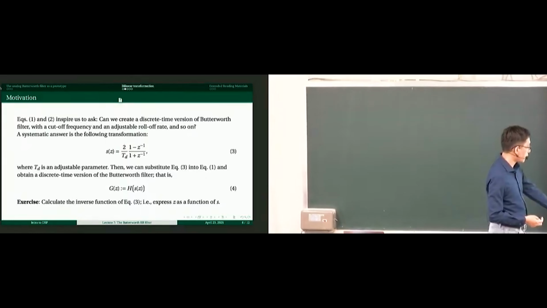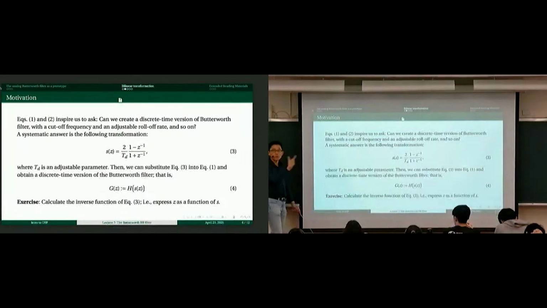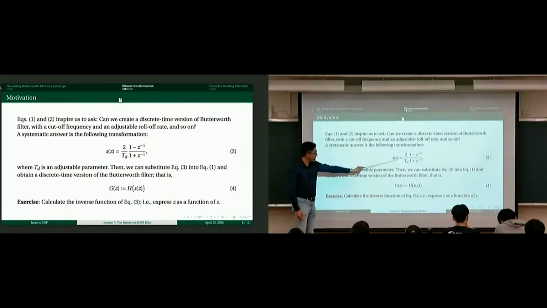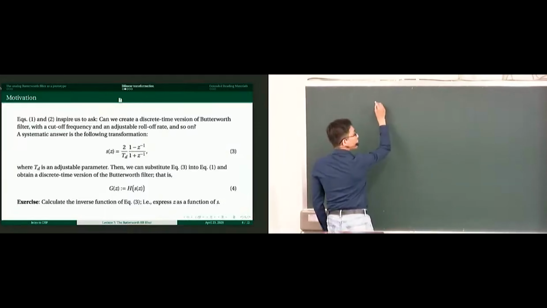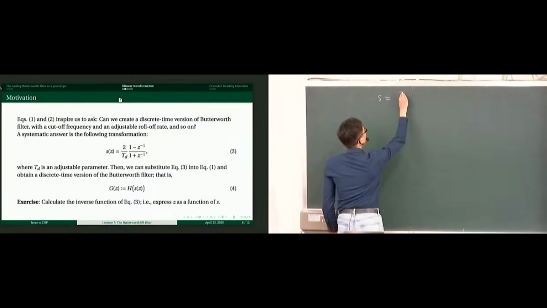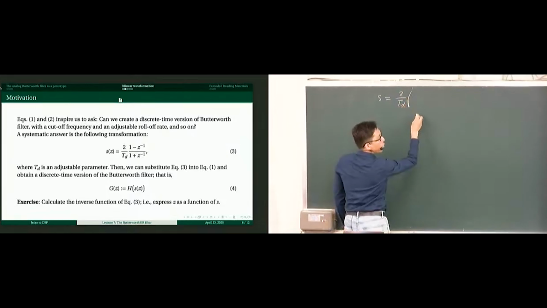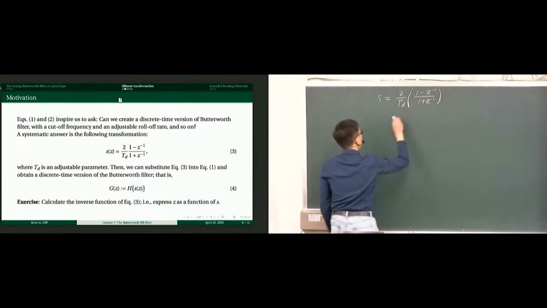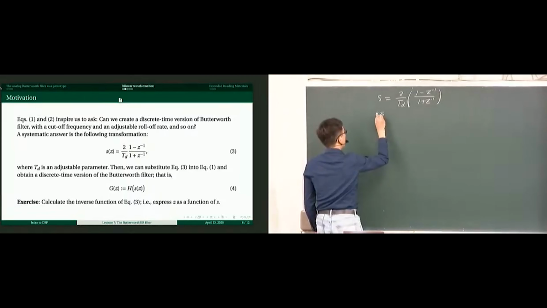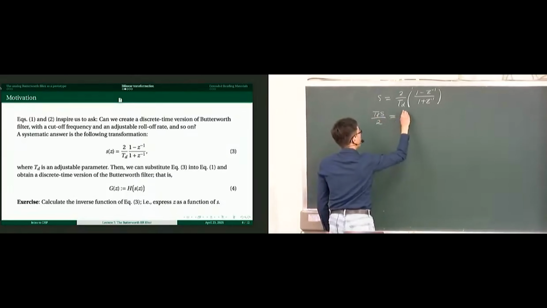But here is a nice little exercise which we might use from time to time. If S is a function of Z, and bilinear transformation, bi means bidirectional, right? So Z can also be expressed as a function of S, okay? Let's work this out. There's an exercise. We can try to say, find Z as a function of S. So if S equals 2 divided by TD times 1 minus Z inverse over 1 plus Z inverse, then TDS divided by 2 is 1 minus Z inverse over 1 plus Z inverse, right?